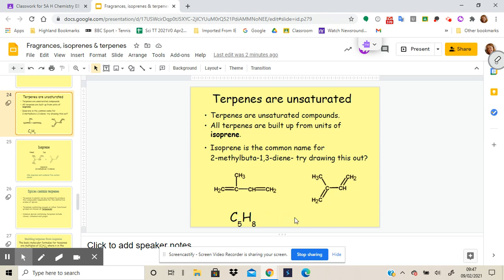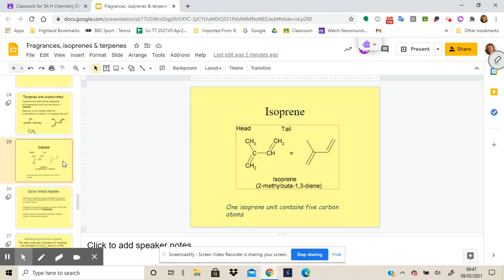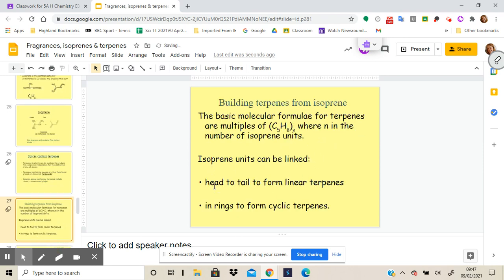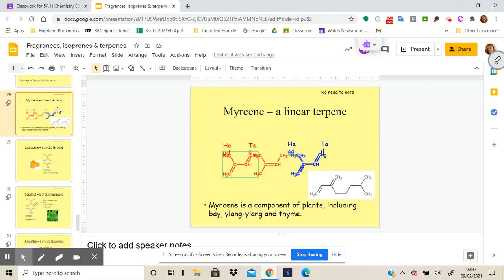So when you're given a long structure, you need to count the carbons. If there are 10 carbons, then there are 2 isoprene units present. To join them up, you can join them so they become a long, here we go down here. So head to tail become linear terpenes, or you can make them circular, as we'll see in these ones here.